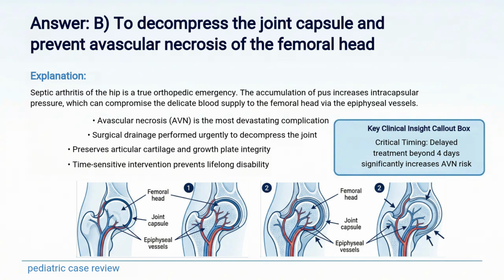Avascular necrosis is the most devastating complication of untreated or delayed hip septic arthritis. Surgical drainage performed urgently decompresses the joint, preserves articular cartilage and growth plate integrity, and prevents lifelong disability. The critical timing rule is delayed treatment beyond 4 days significantly increases the risk of avascular necrosis. This is why septic arthritis of the hip must be treated as a surgical emergency from the moment of diagnosis.